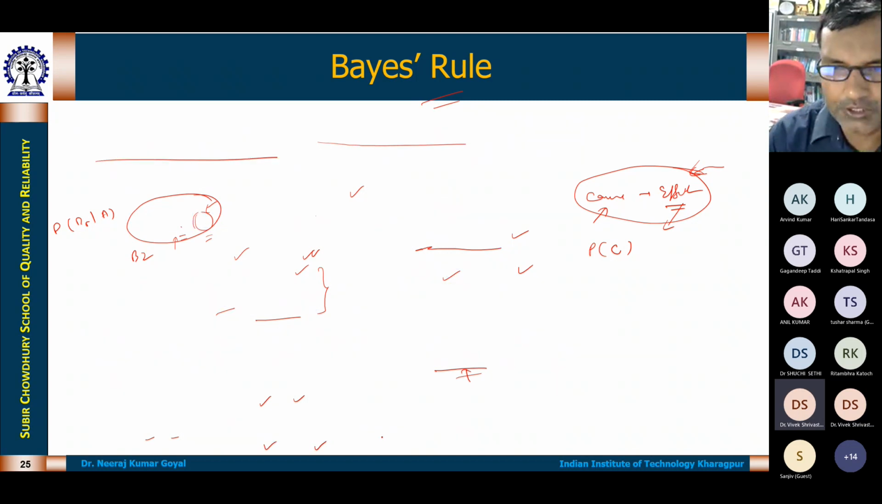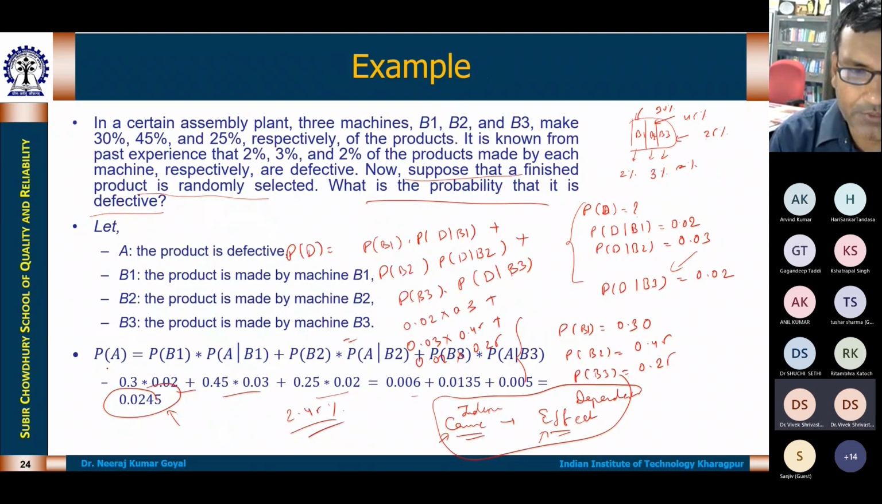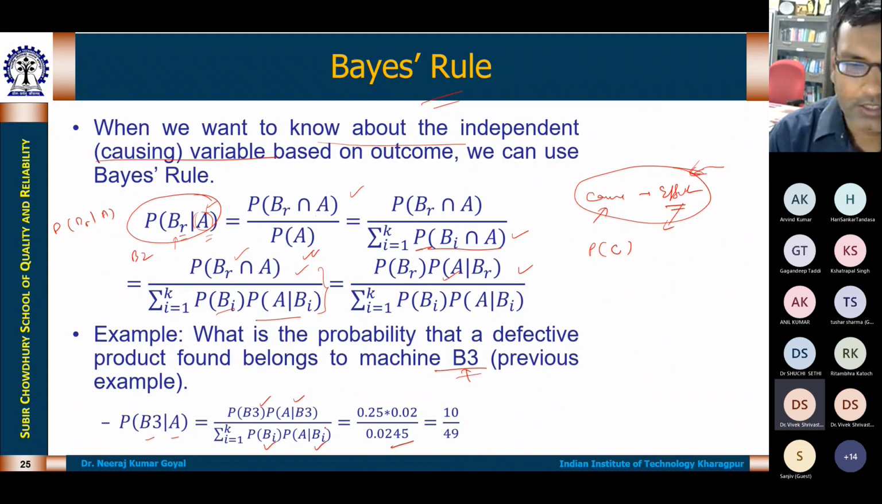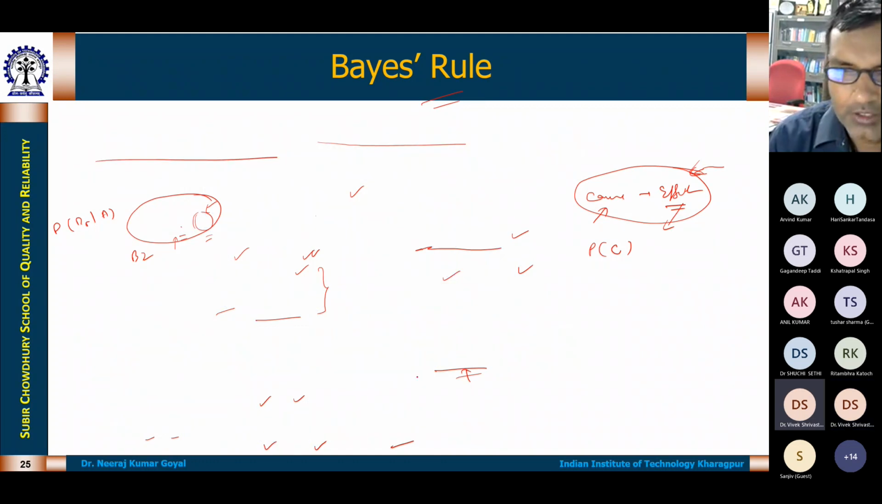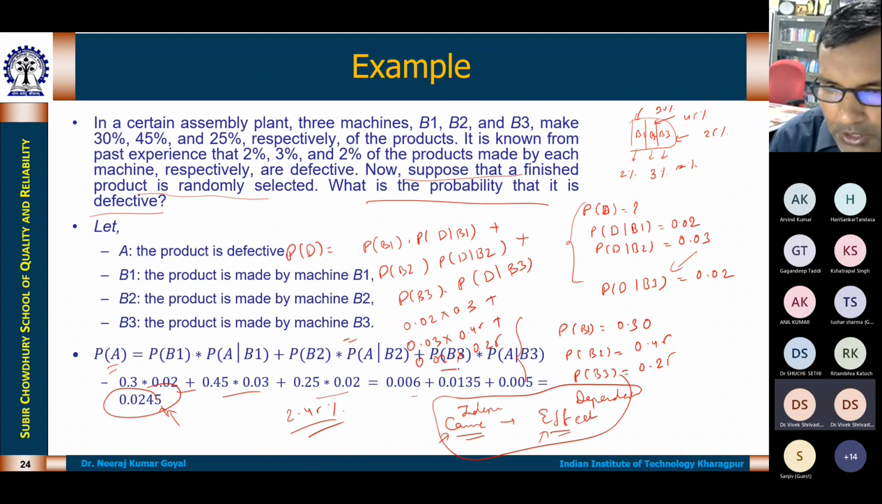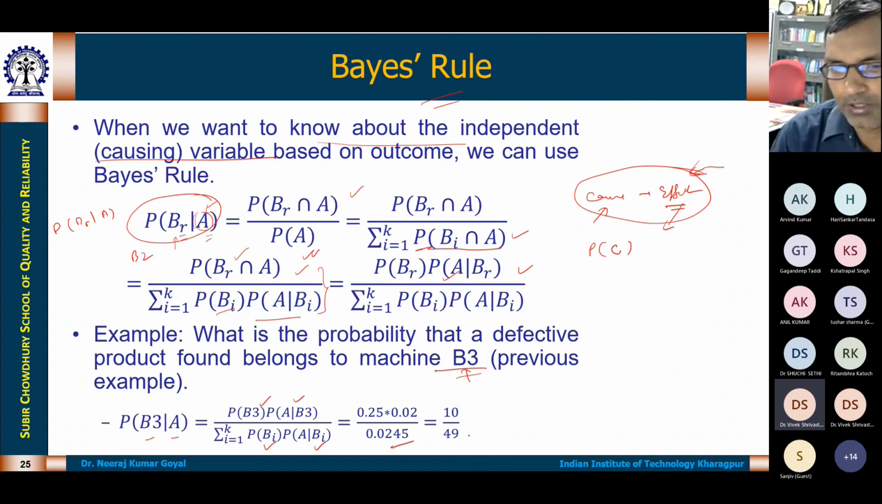We have already calculated this. The PA we have already calculated is 0.0245. And how much is the probability of B3 intersection A? That means the probability of B3 multiplied by the probability of A given B3, which is 0.005. Dividing 0.005 by this, the value comes out to be 10 divided by 49, or you can calculate accordingly. That means out of 49 defective products, 10 belong to B3.